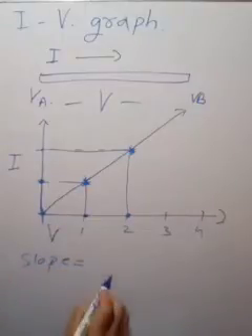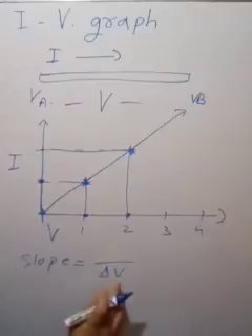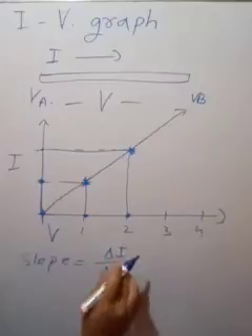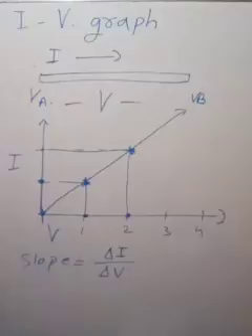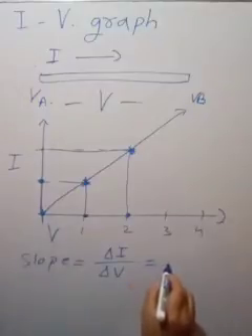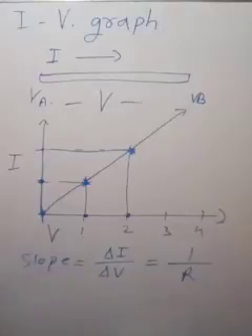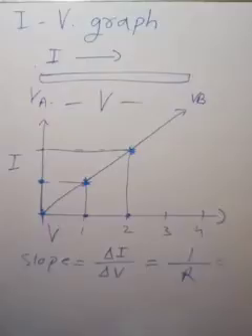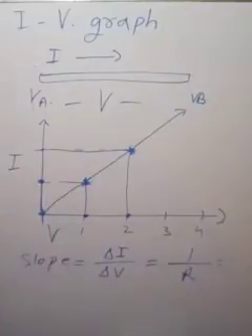Slope means the change in current for the change in volt, or how much you have changed the potential difference. That is I by V. What does this I by V mean? This is 1 by R. 1 by R, or inverse of R, is the conductance of the wire. With the help of this graph, you can find the conductance of a wire or conductor.